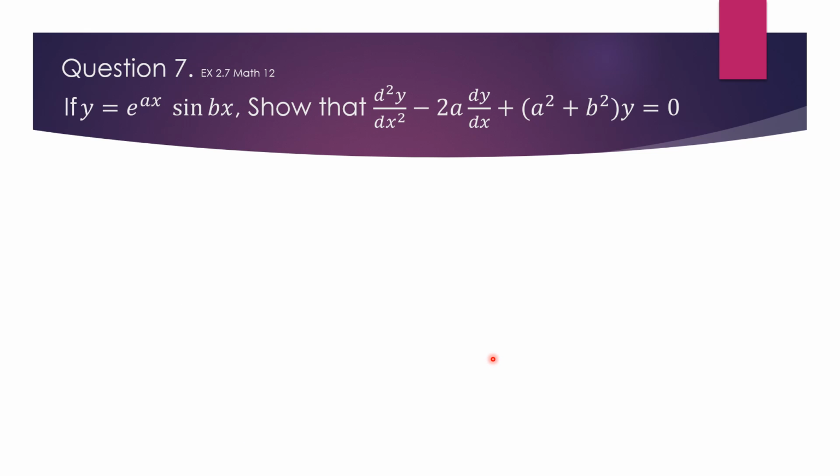Question number 7. Now it is y is equal to e power ax sin bx. Show that d2y over dx square minus 2a dy by dx plus (a square plus b square) y is equal to 0.